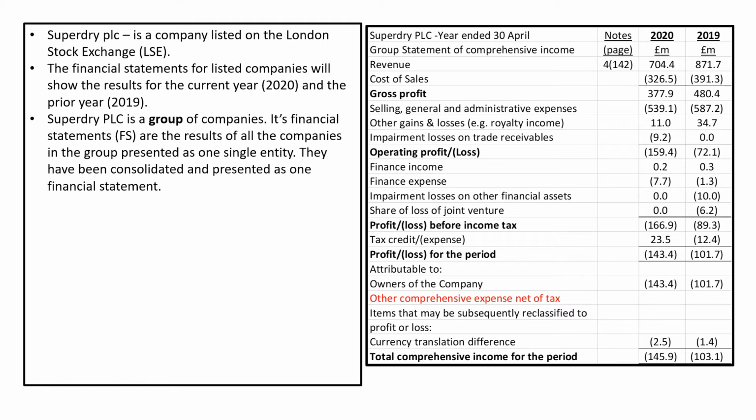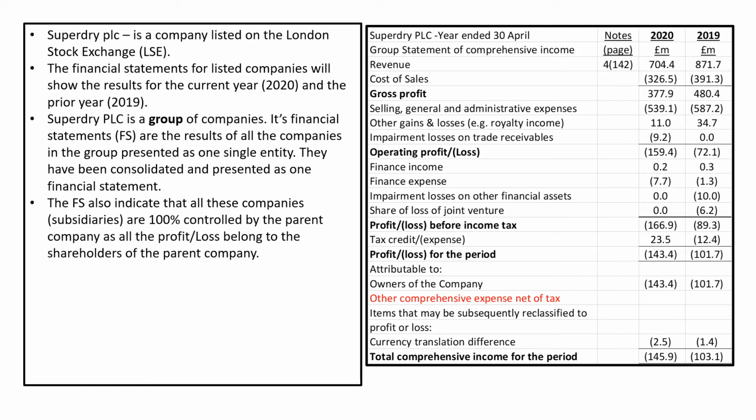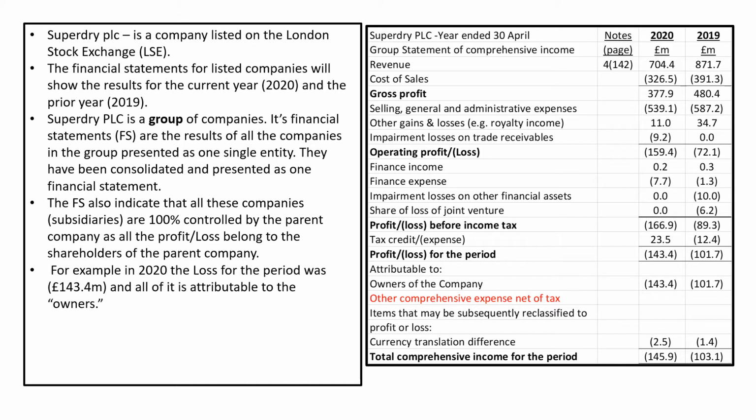Superdry plc is a group of companies. Its financial statements are the results of all the companies in the group presented as one single entity. They have been consolidated and presented as one financial statement. The financial statements also indicate that all these companies, subsidiaries, are 100% controlled by the parent company, as all the profit or loss belongs to the shareholders of the parent company.